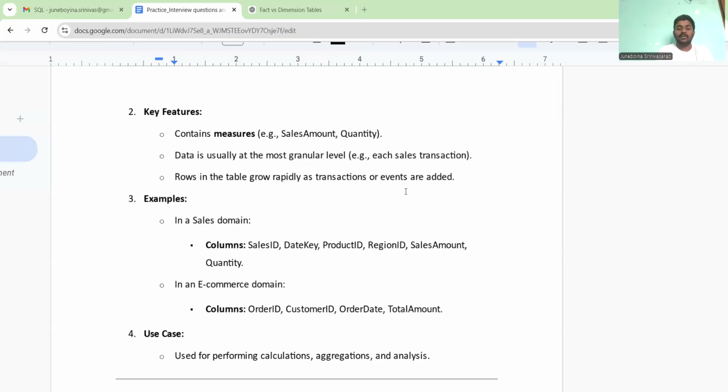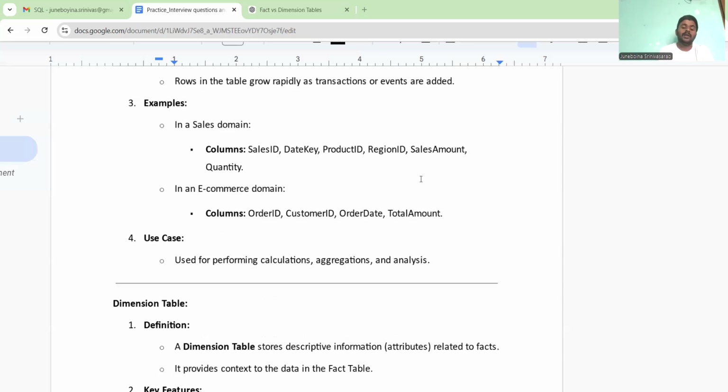It contains measures and the data is at the most granular level. Examples in a sales domain, columns: sales ID, date key, product ID, region ID, sales amount, quantity. For example, we understand this fact table and dimension table concept by taking a sales domain as an example. In this, the sales table is the fact table. It contains columns like sales ID, date key, product ID, region ID, sales amount, quantity.